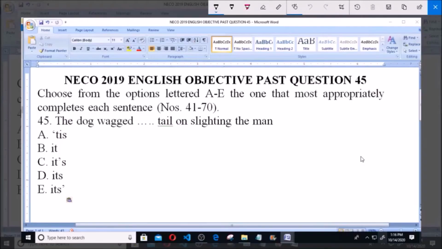Welcome. This is NECO year 2019 English Objective Past Question. Question number 45. Then to answer this question number 45, we have this instruction which says choose from the options lettered A to E the one that most appropriately completes each sentence. And this instruction is applicable to question numbers 41 to 70.